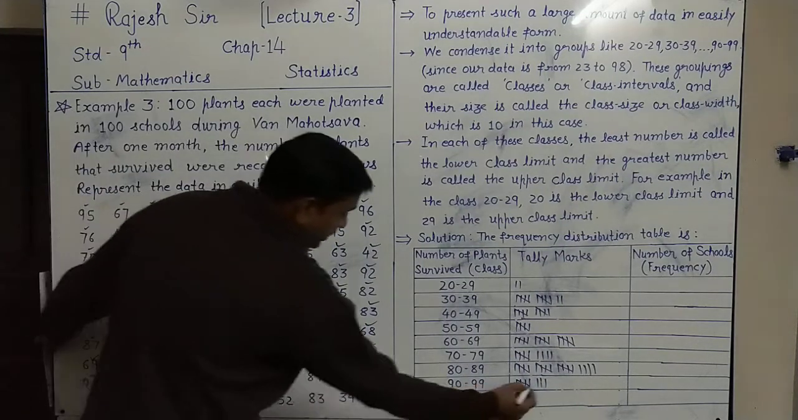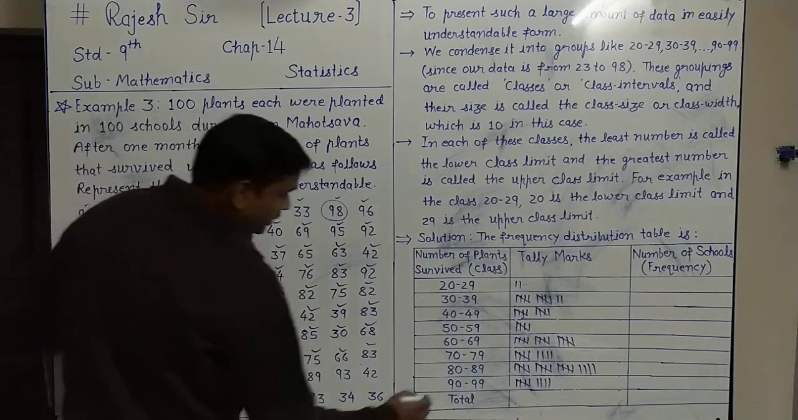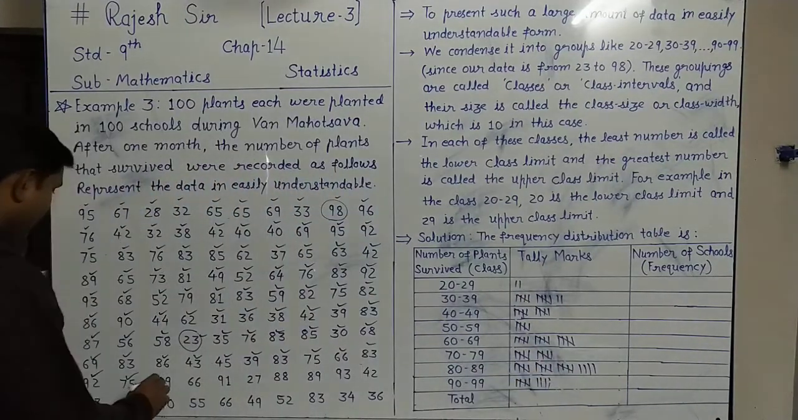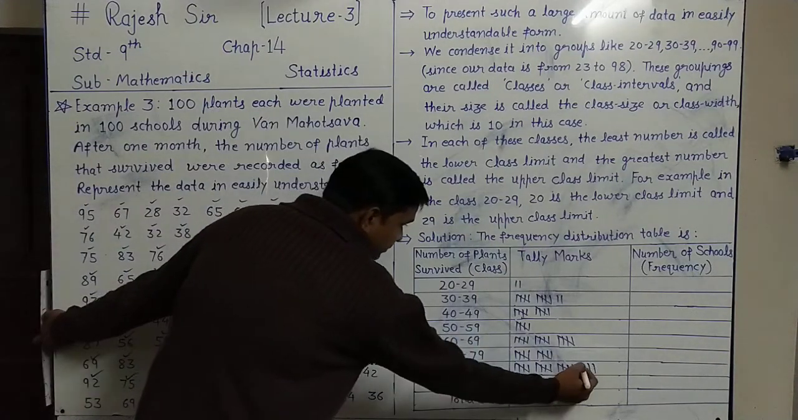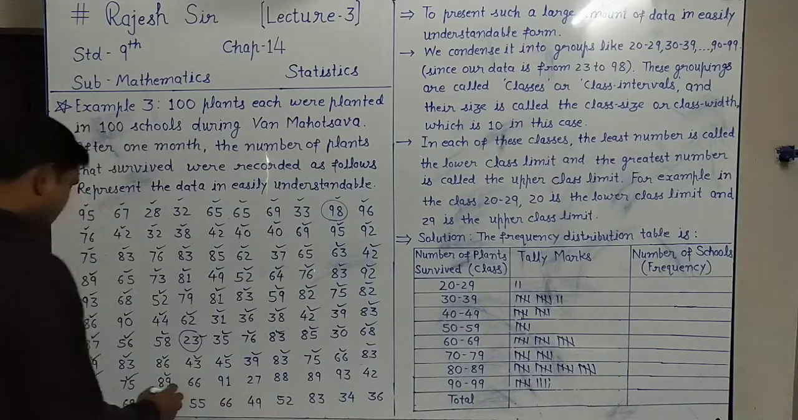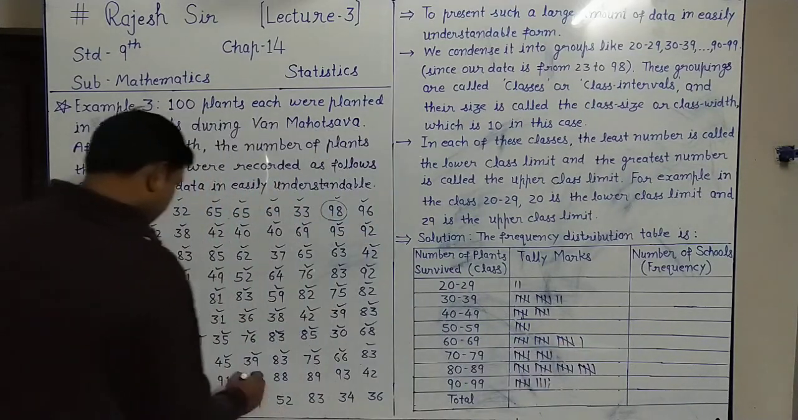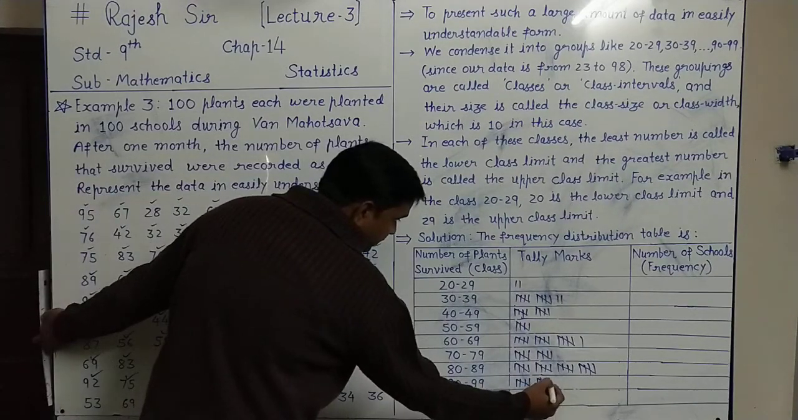92 is in 90 to 99. 75 in 70 to 79. 89 is in 80 to 89. 66, 60 to 69. 91, 90 to 99. This way.